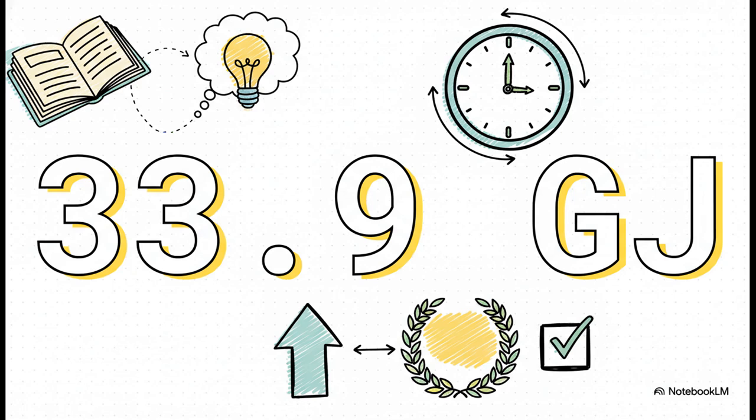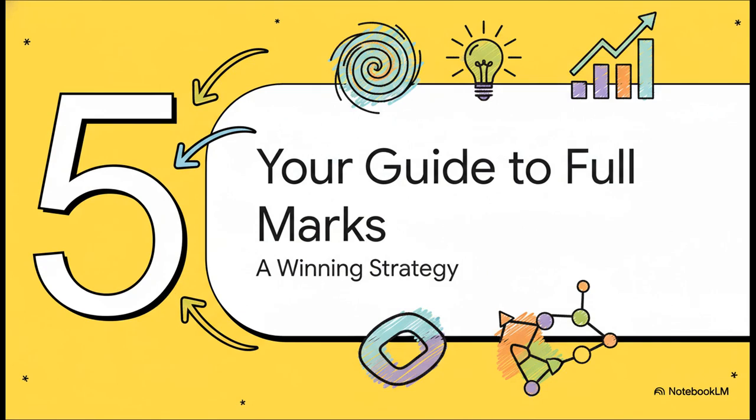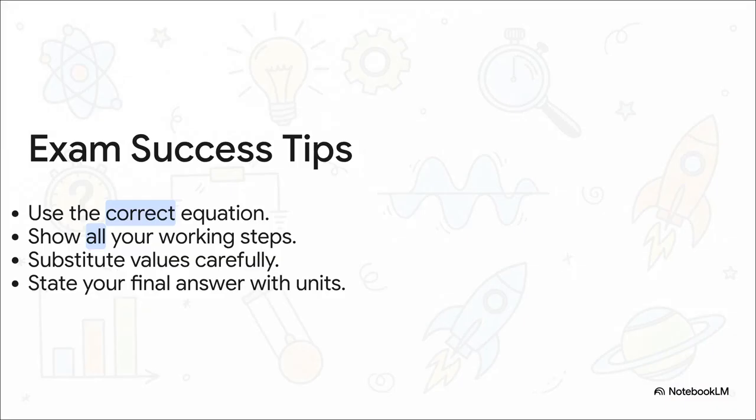Nice one. So, what have we really learned here, beyond just the national grid? We've actually learned a method, a way of thinking, that you can apply to pretty much any calculation question in your physics exam. So remember this 4-step blueprint for success. 1. Start with the correct equation. 2. Show all of your working steps. 3. Substitute your values carefully. And 4. Always state your final answer with the correct units.